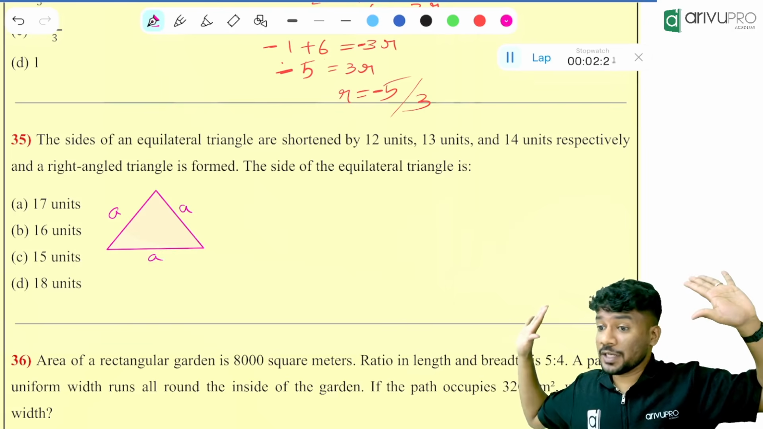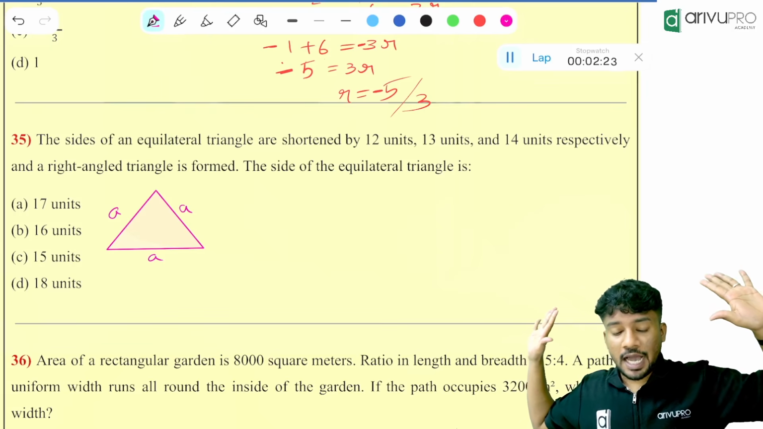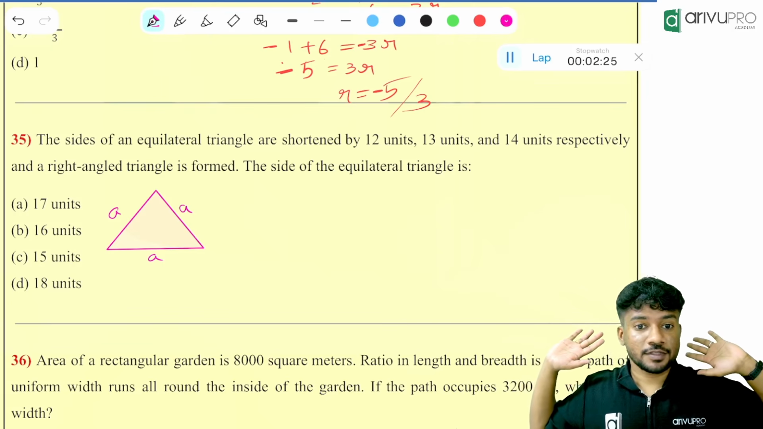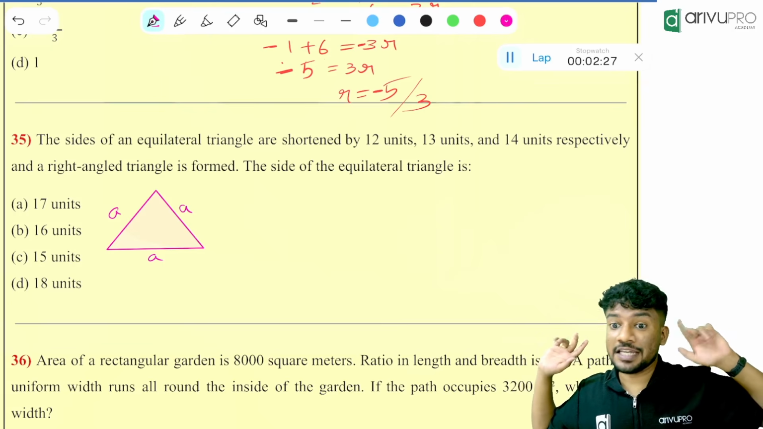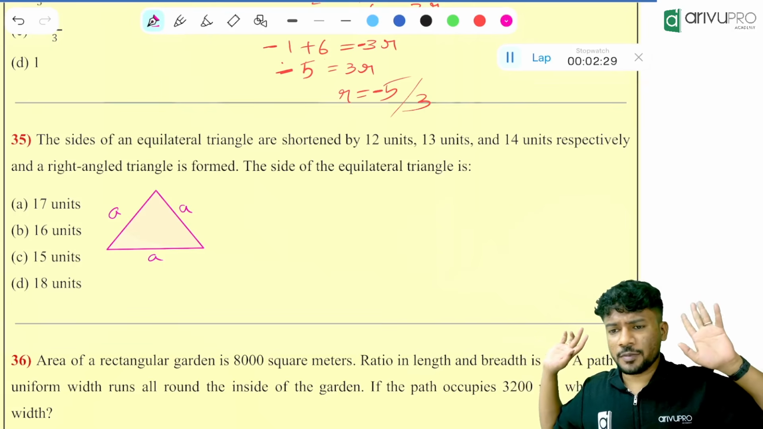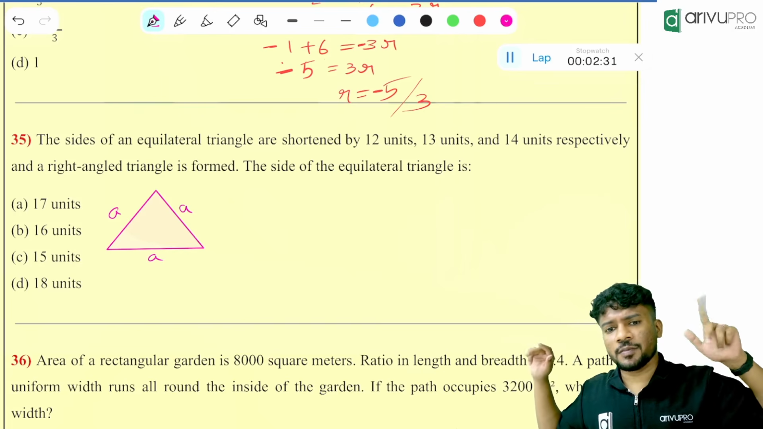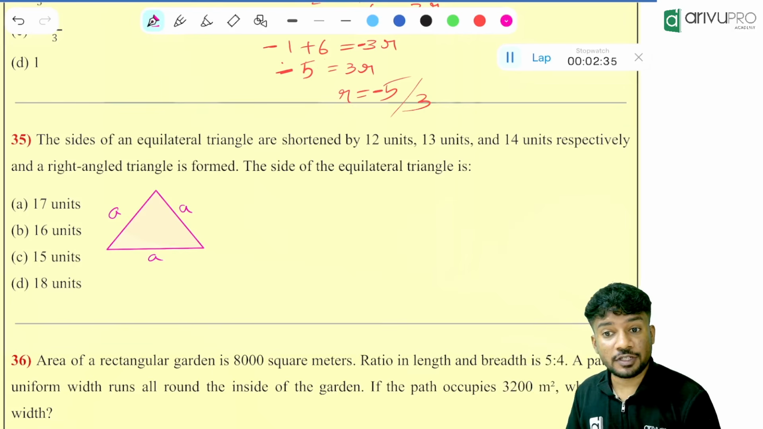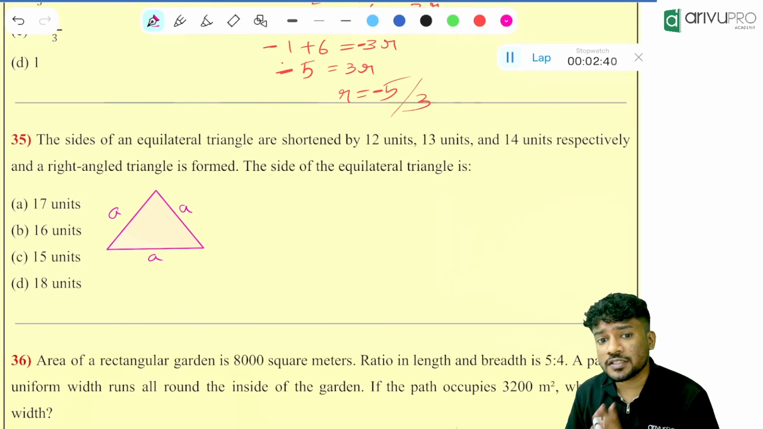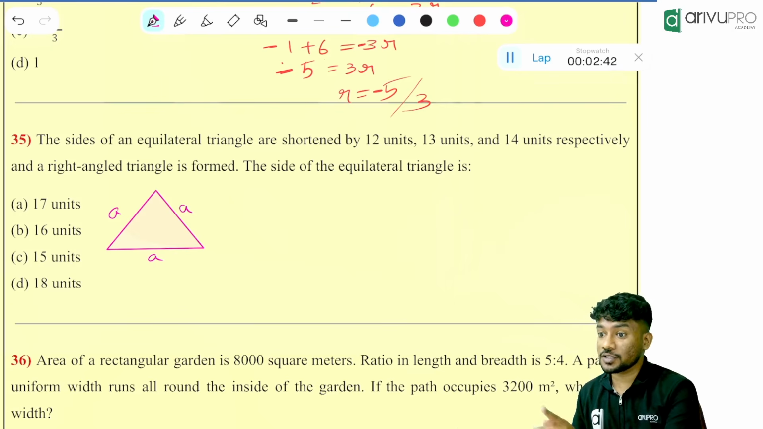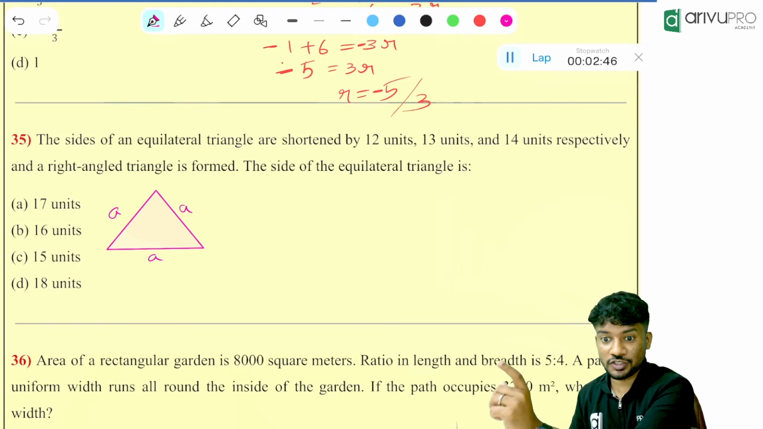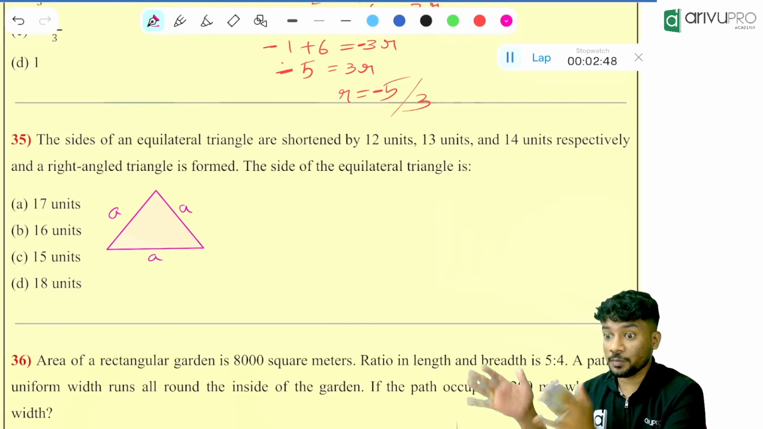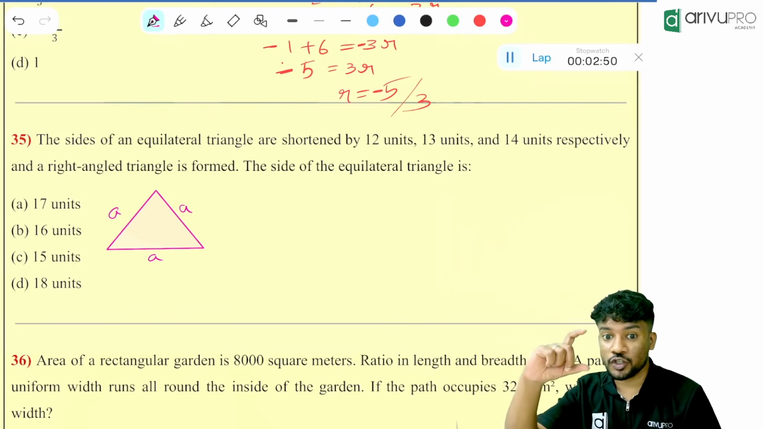Now I will ask you a question. There is 100 meter is the distance. I am reducing 12 meter. How much is the new distance? 88. Or 100 minus 12 is 88. Then 100 minus 13 is how much? 87. 100 minus 14 is how much? 86. So can you tell me which is the highest distance? Whenever I reduce 12 meter is the highest distance or the longest distance. Whenever I reduce the bigger value, that will become a shorter distance.